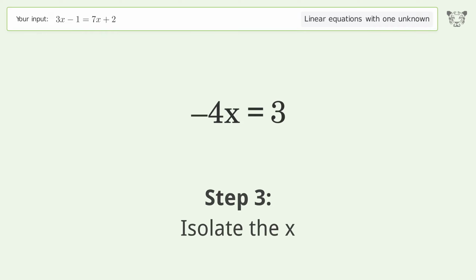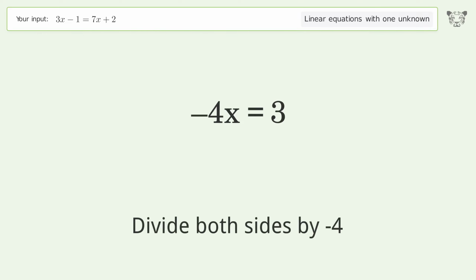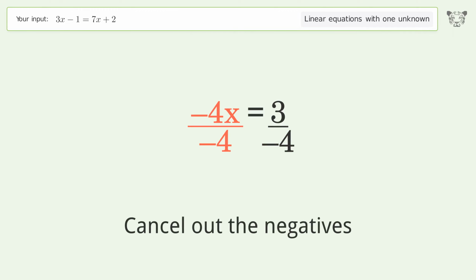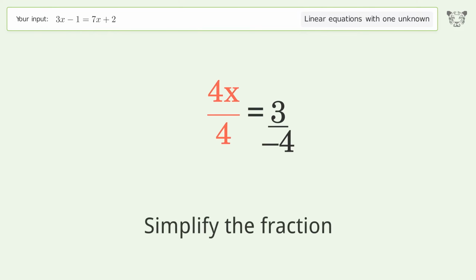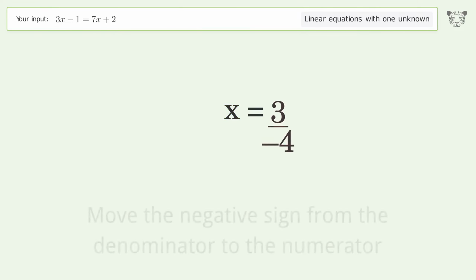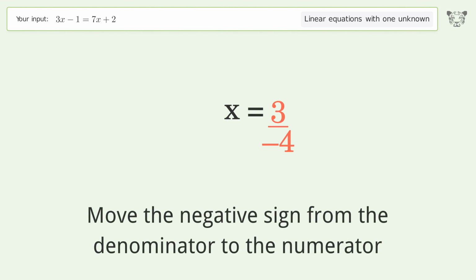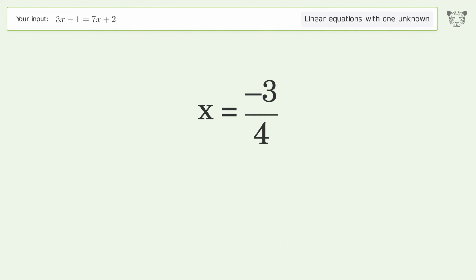Isolate the x. Divide both sides by -4. Cancel out the negatives. Simplify the fraction. Move the negative sign from the denominator to the numerator. And so the final result is x equals -3/4.